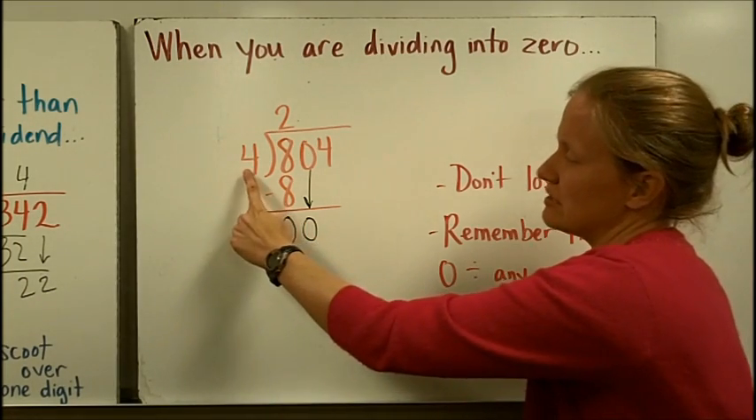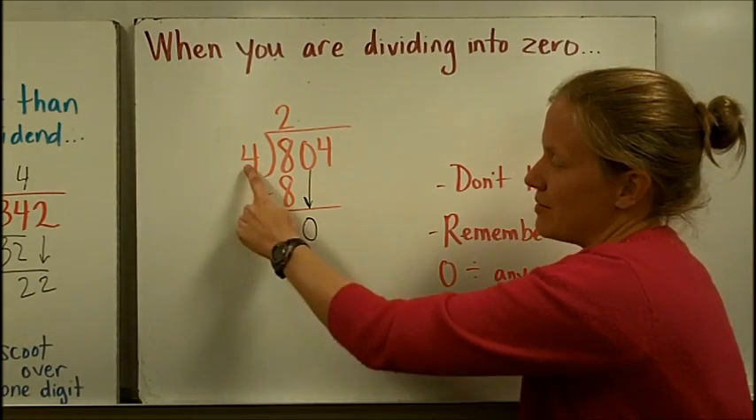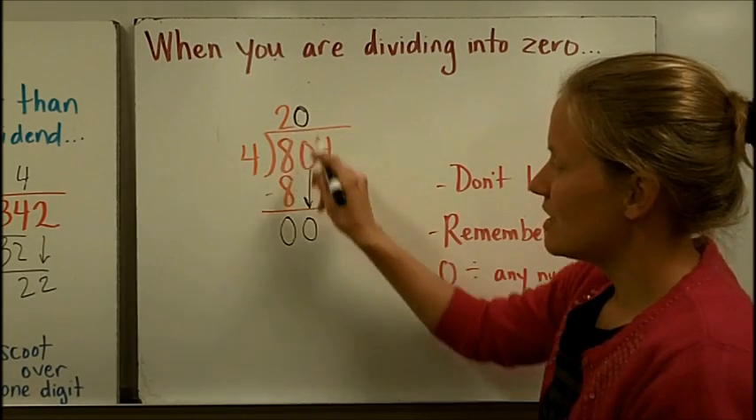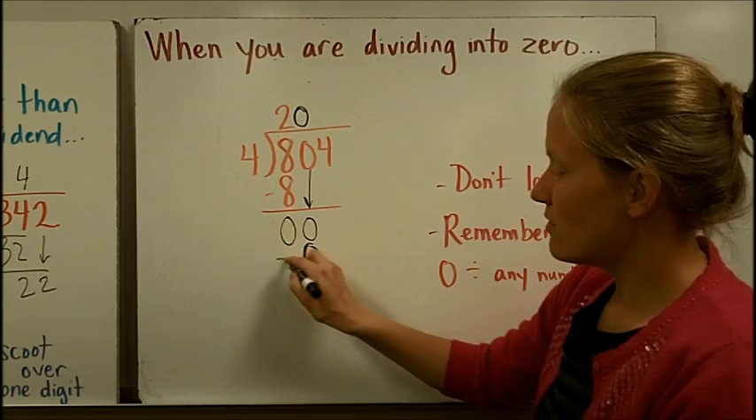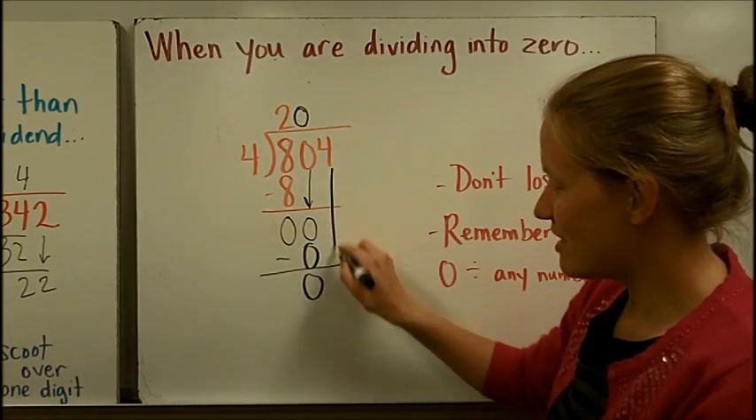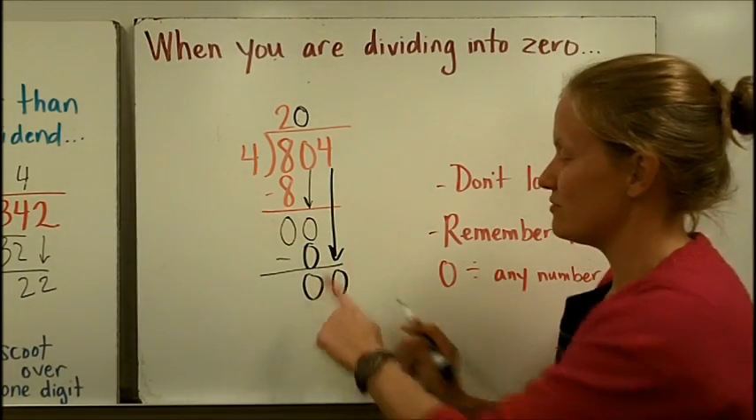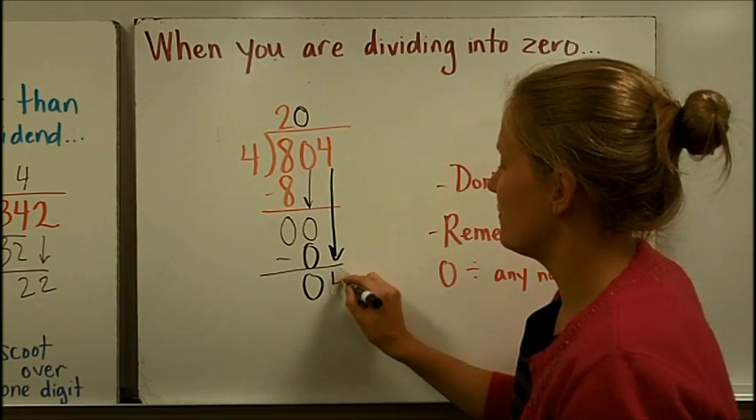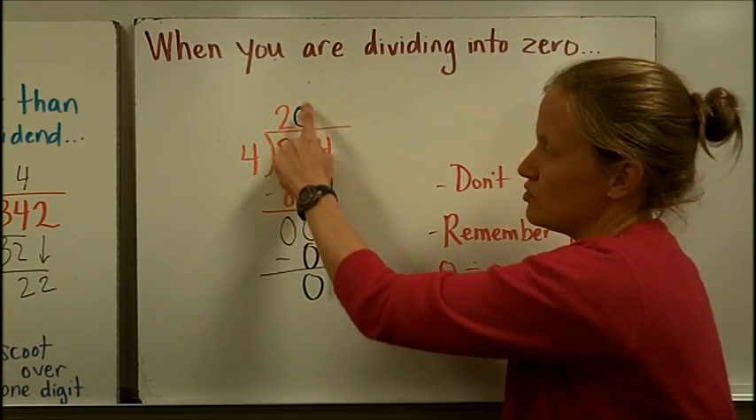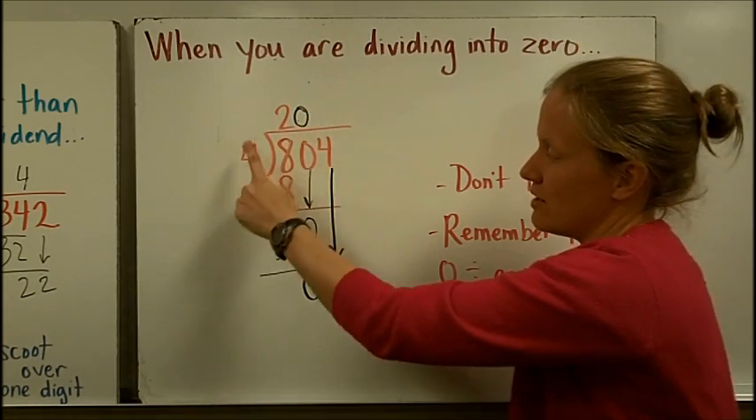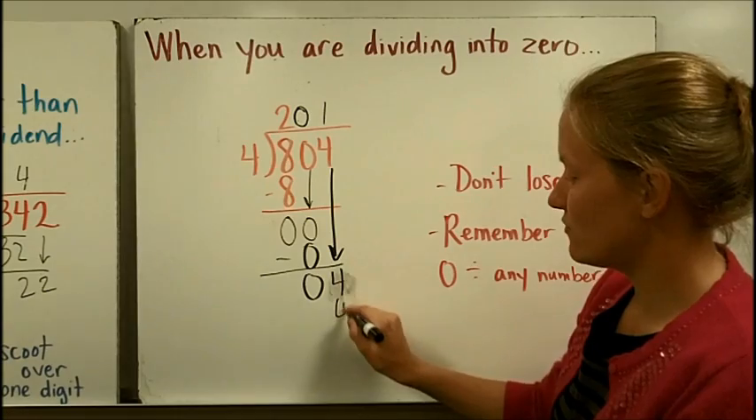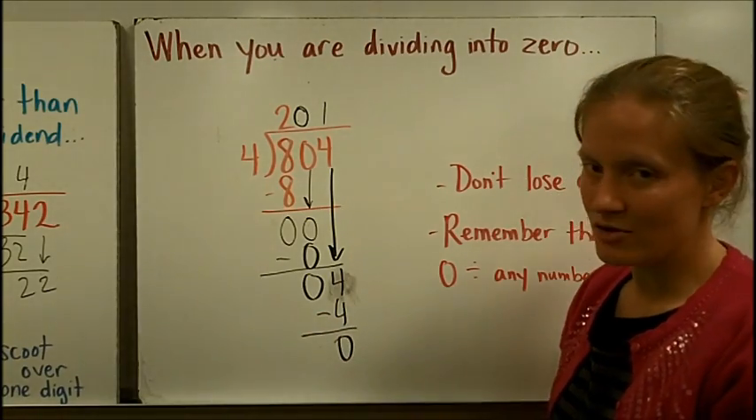So you have to still say 4, how many times does 4 go into 0? Well, it goes in 0 times. 0 times 4 is 0, and then I can bring down the 4. So make sure you show that you divide it into 0 here. 4 can go into 4 one time. 1 times 4 is 4, and I have a remainder of 0.